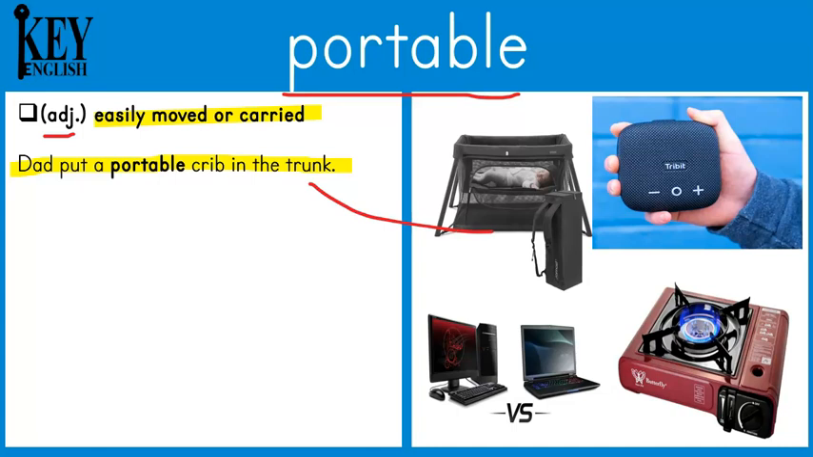So a portable crib might look like this here. A crib is the place where a baby sleeps. And since this is a portable crib, it can be packed up into this small bag here. So if a family is going on a trip, they might take a portable crib with them for their baby. It's especially useful since a hotel might not have a crib for the baby to sleep in.